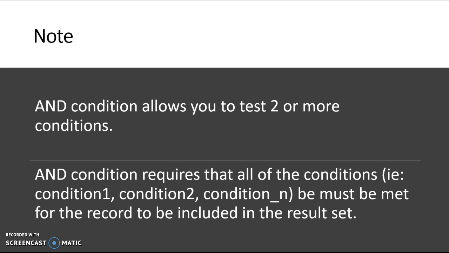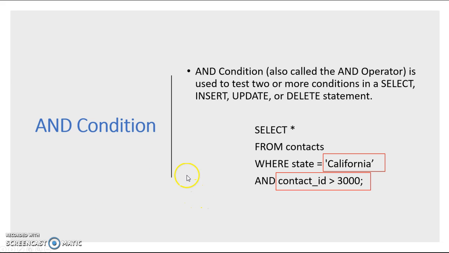As we said here, in this example, we will return all contacts. For example, we make a select on the contacts table. We want to receive all contacts that live in California and whose contact ID is greater than 3,000. So here we use the where, which is the conditional statement, first. We want to specify that the person lives in California, but we want to add another condition that must be met in order to receive the correct data.